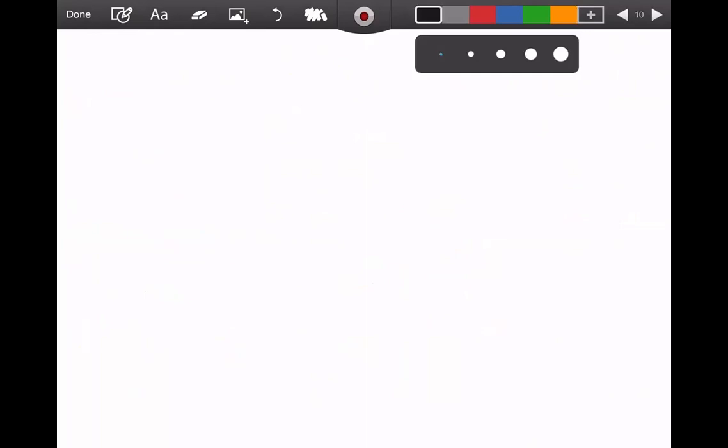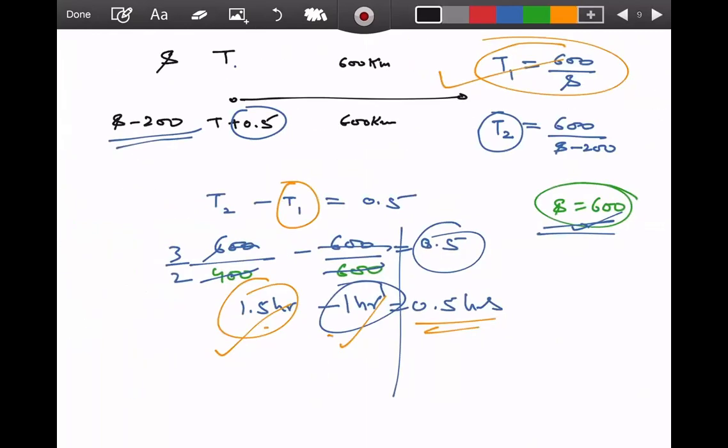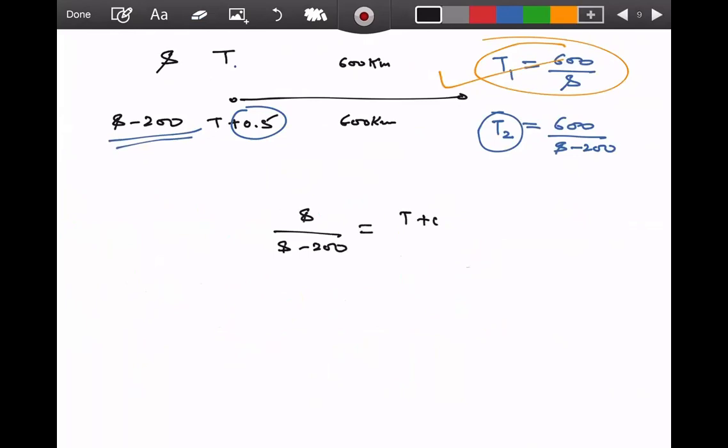Now, the next question is a train. Sir, in the previous question the distance is constant, so can we use the formula? Yes, you can. S1 upon S2 is equal to T2 upon T1. Solve it. You can do that.